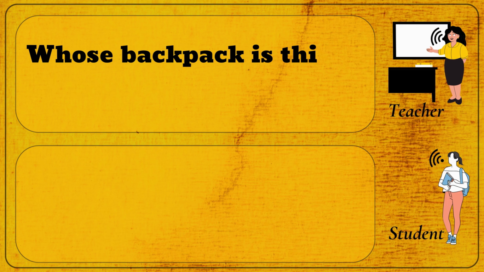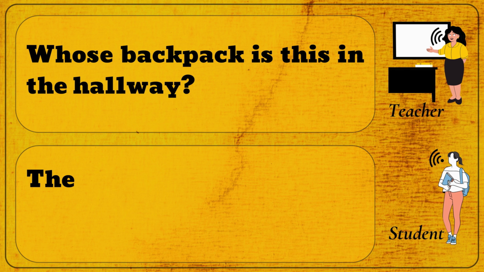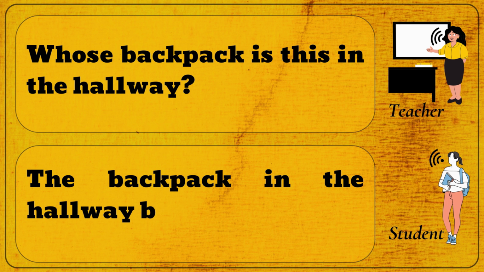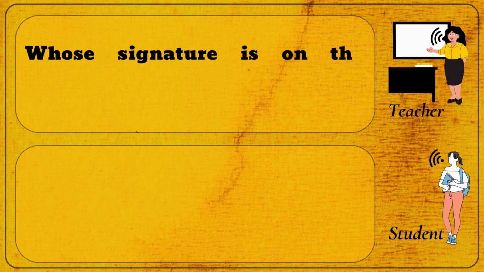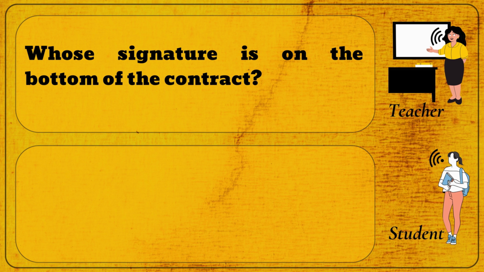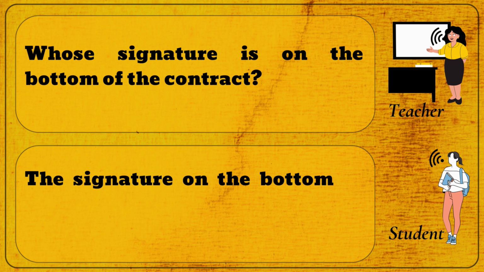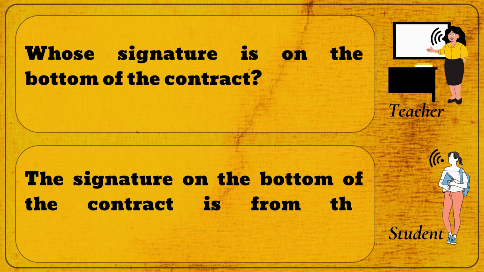Whose backpack is this in the hallway? The backpack in the hallway belongs to Jack. Whose signature is on the bottom of the contract? The signature on the bottom of the contract is from the company's CEO.